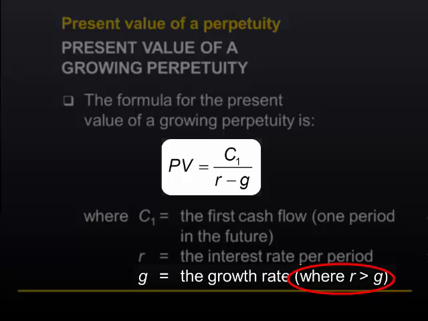And if the growth rate is greater than the discount rate, if the cash flows are growing at a greater rate than the rate at which we are discounting them to a present value, then the present value would be infinite.